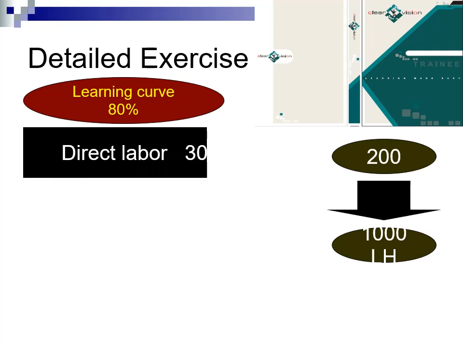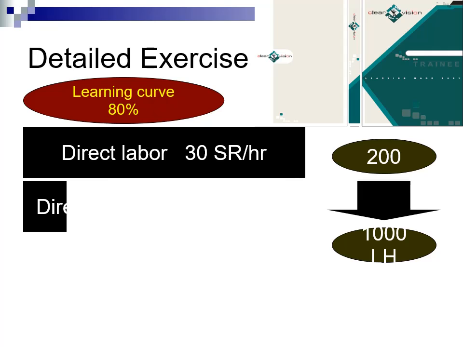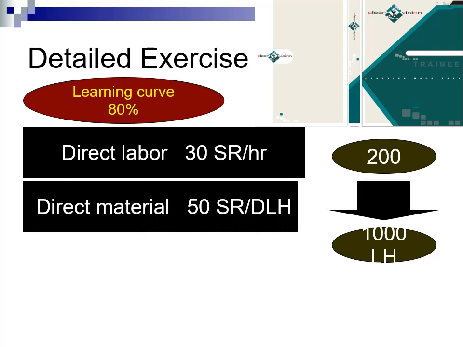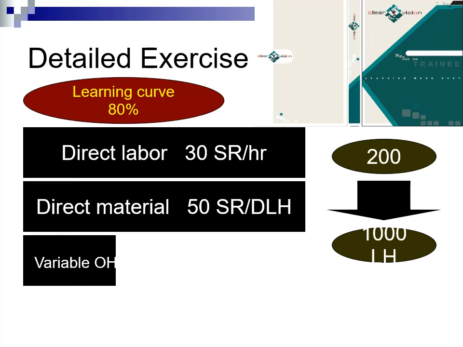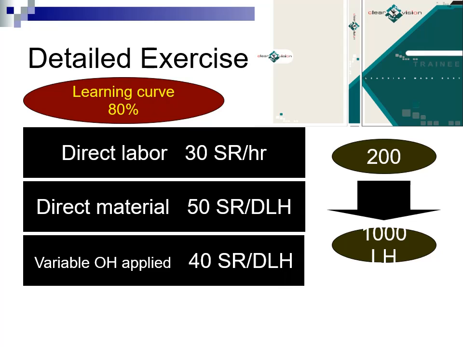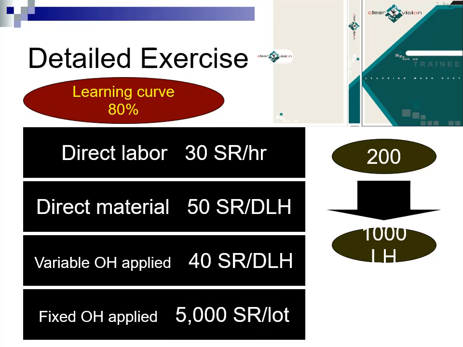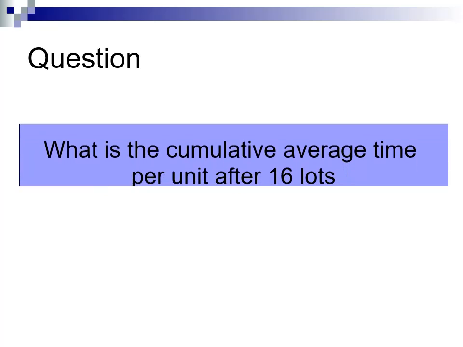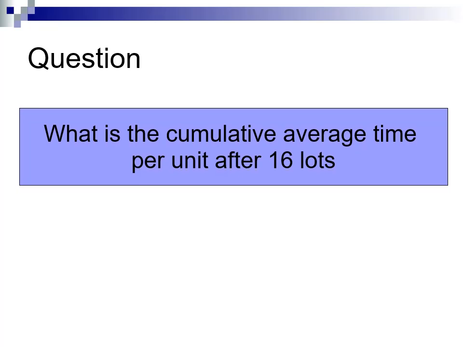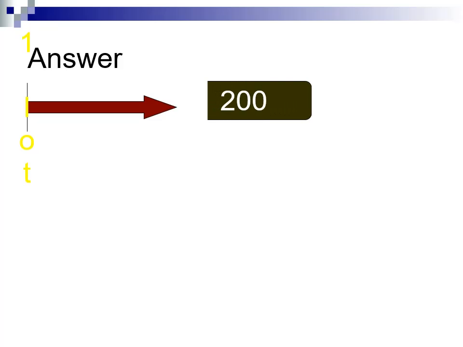Direct labor cost is 30 riyal per hour. Direct material cost is 50 riyal per direct labor hour. Variable overhead applied is 40 riyal per direct labor hour. And fixed overhead applied is 5,000 riyal per lot. The question here: what's the cumulative average time per unit after 16 lots have been manufactured if the cumulative average model is used? The basic concept here is that each time the quantity is doubled, an 80% learning curve applied as a cumulative average. It's important to note that here the unit is the lot of 200 training folders.